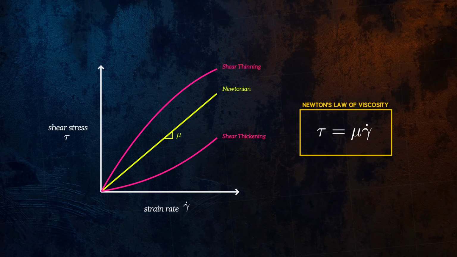For shear thickening fluids, the apparent viscosity increases as the strain rate increases. And for shear thinning fluids, the apparent viscosity reduces as the strain rate increases. Paint is an example of a shear thinning fluid. It's easily applied with a brush, but doesn't drip from the wall once it has been applied.